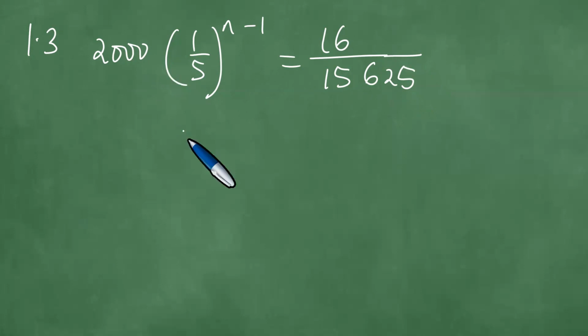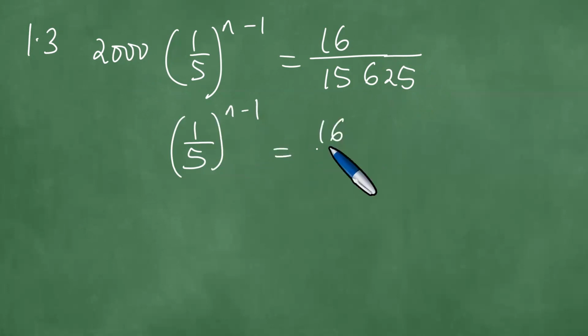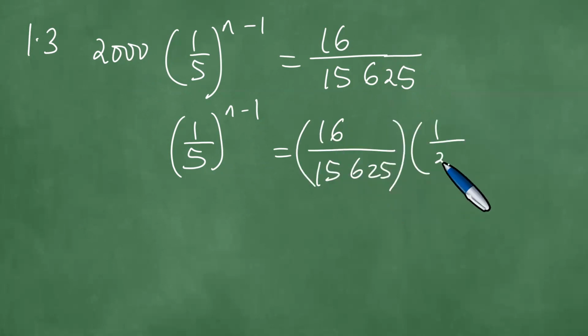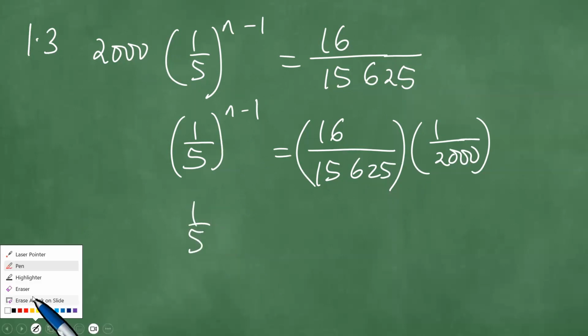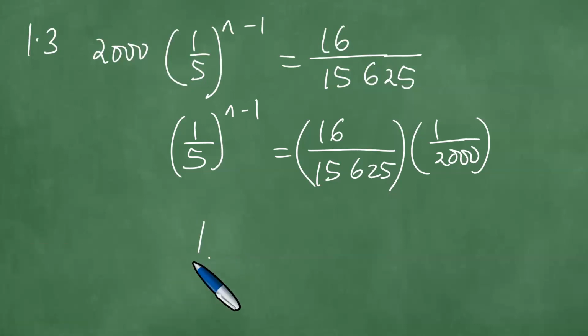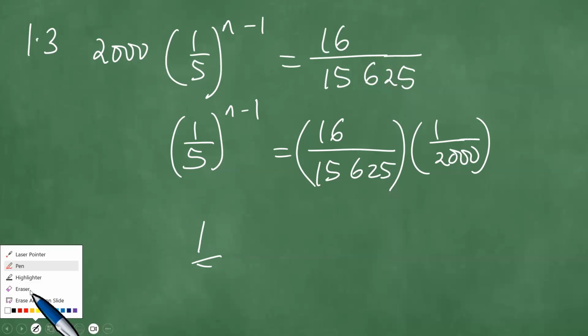You need to divide by 2,000. So if you divide by 2,000 both left and right, you're going to have 16 divided by 15,625 on the left, and on the right, you're going to have 1 out of 2,000, like this. So now at this point, use a calculator for the right side because it's quite messy. If the right-hand side is very messy, then use a calculator for it.